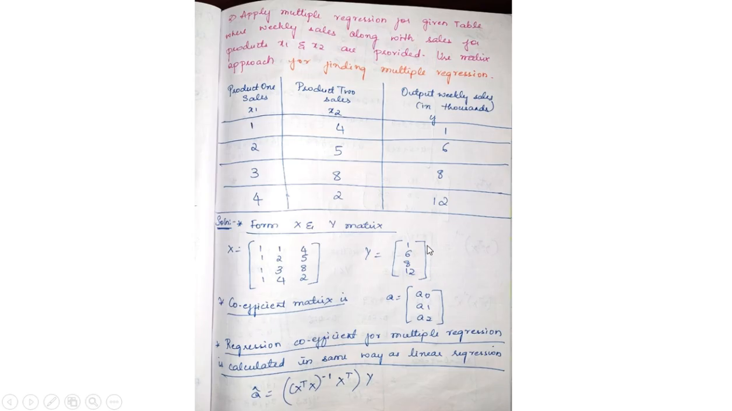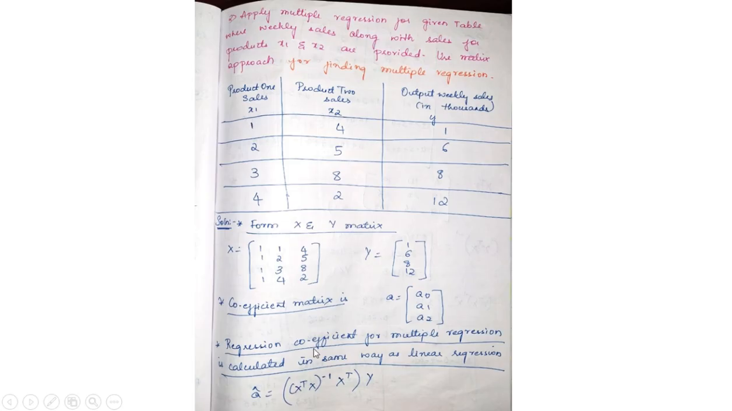Y is this: 1, 6, 8, 12. Now we have to find the coefficient matrix. We have 4 terms, so the coefficient matrix will be n minus 1, that is 4 minus 1. Therefore you will have 3 coefficients, a0, a1 up to a2. So this is our coefficient matrix. Now let's solve this equation.